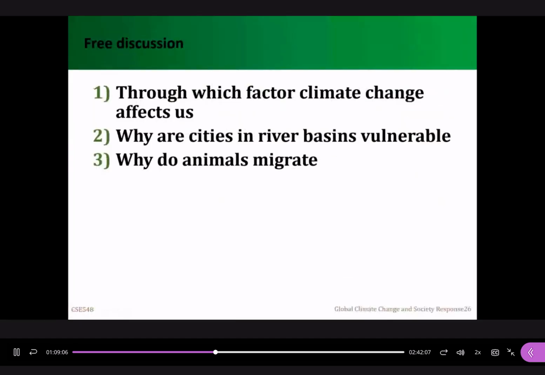Okay, so here we can have a short discussion about these questions. The first one is through which parameter the climate change affects us. The second one is about why cities in river basins are vulnerable, and why animals migrate. So here we can take a few minutes to discuss with your classmates or neighbors. This can reflect some basic logic of the climate change impact.